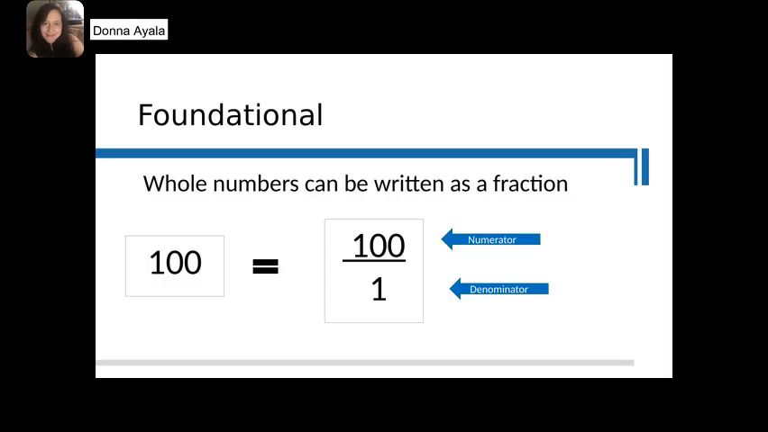So let's take a look at some foundational knowledge that you already have. And this is just to remember that whole numbers can be written as a fraction. So, for instance, 100 can be written as 100 over 1. When you are considering a fraction, remember that the top number is the numerator and the bottom is the denominator.